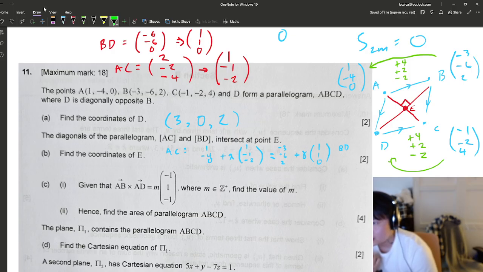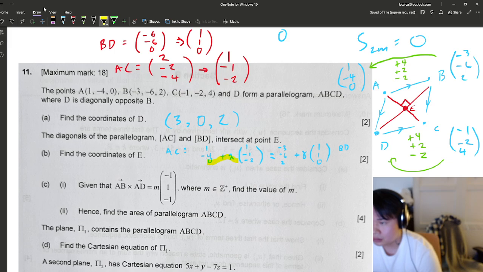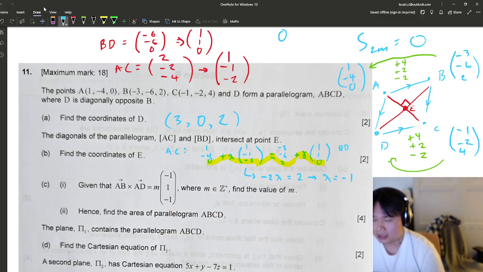Okay, let's see. I'm going to use the bottom one. Oh, that's kind of, can't see that. So, boo equal to boo. Okay, so negative 2 lambda is equal to 2. Lambda is negative 1. Okay.